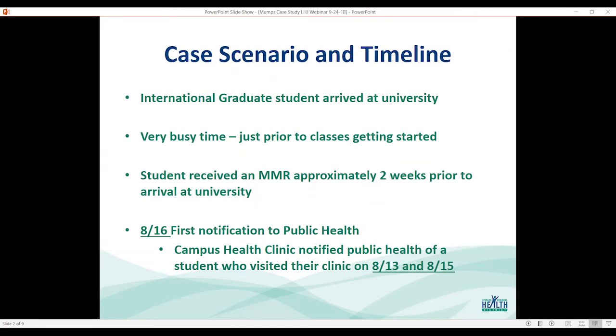So to begin with the case scenario and timeline, the case began with an international graduate student arriving at a local university during a very busy time just prior to classes getting started for the year. The student had recently received an MMR approximately 2 weeks prior to arrival at the university. And on August 16th was the first notification to public health. So the campus health clinic notified public health of a student who visited their clinic on August 13th and then returned and visited again on August 15th.